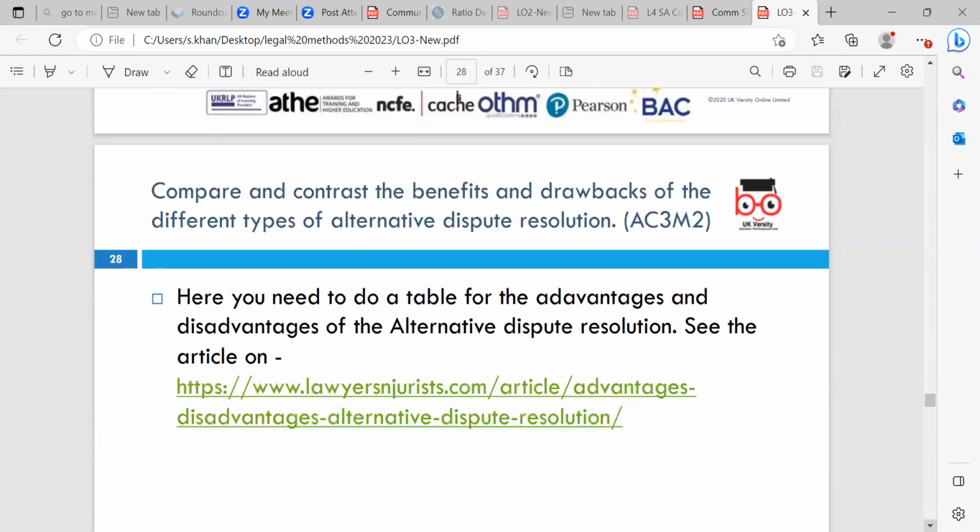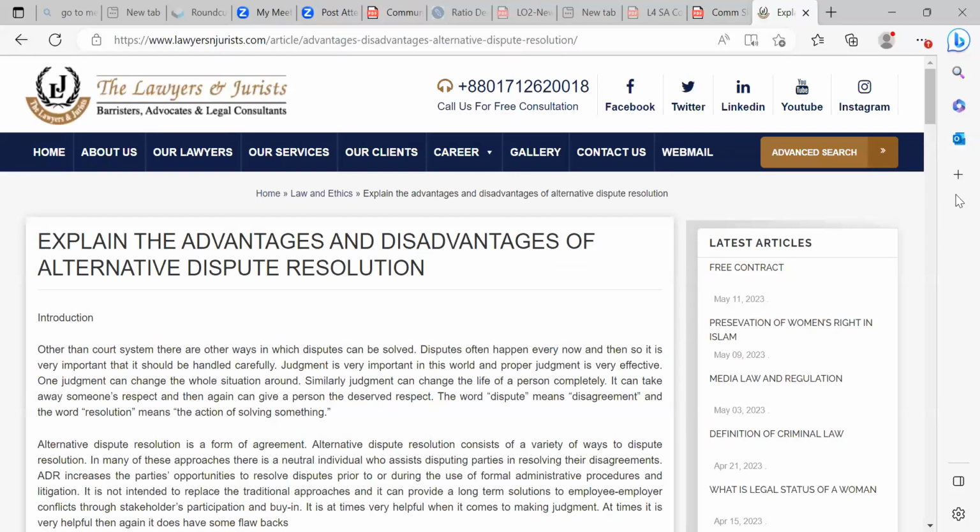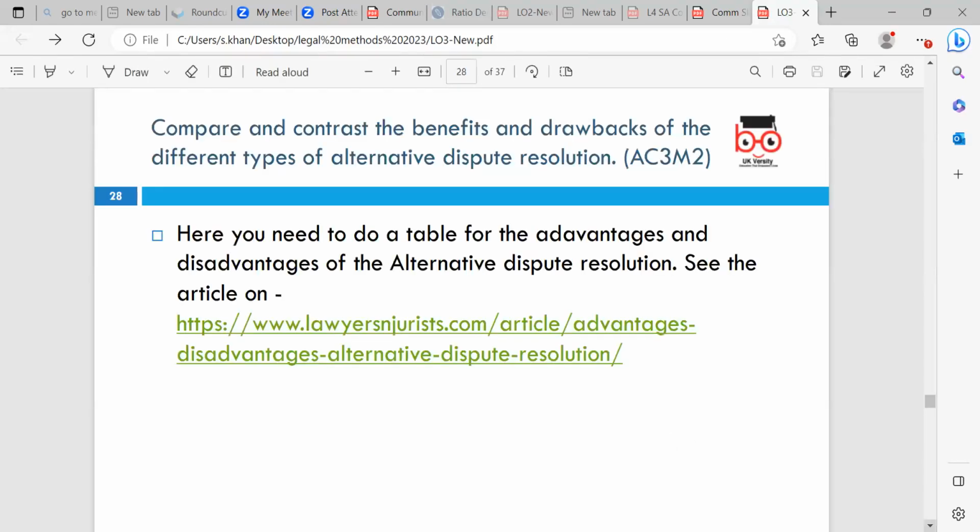the report, okay? Compare and contrast the benefits and drawbacks of the different types of alternative dispute resolution, and that's AC3M2. Here you need to do a table for the advantages and disadvantages of alternative dispute resolution, and the article you need to have a look at is on your slides. The article you need to look at is advantages and disadvantages. Can you see the article that I've just brought up? Yes, I can see. So have a read of that article in your own time, and for next week, please look at the advantages and disadvantages, okay?